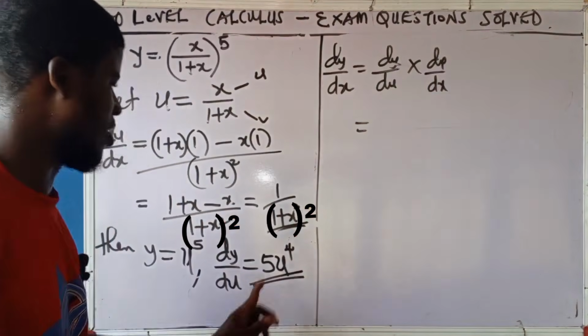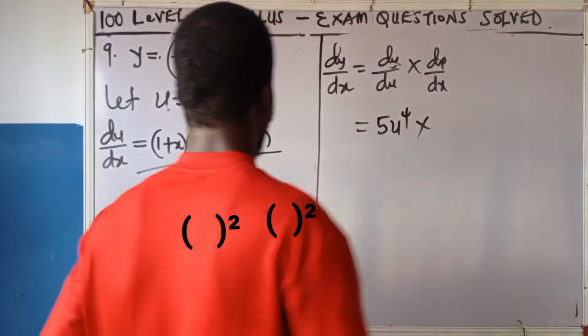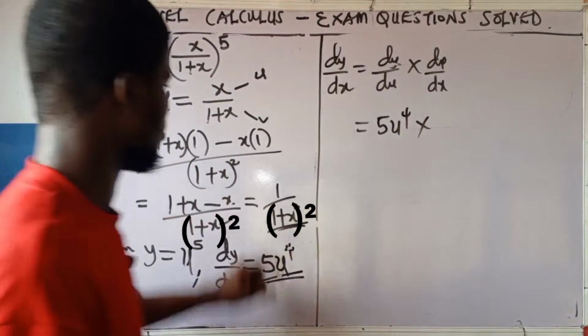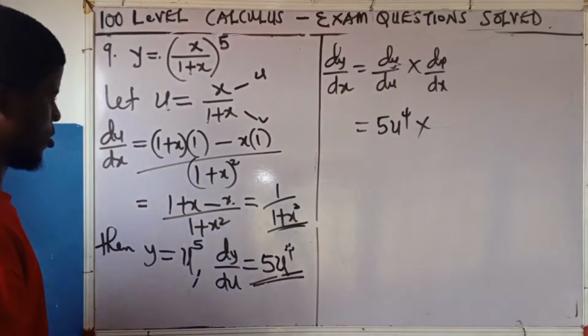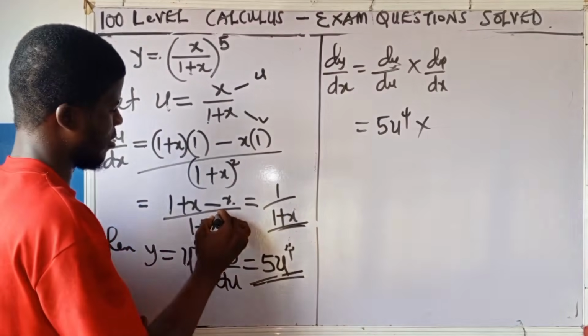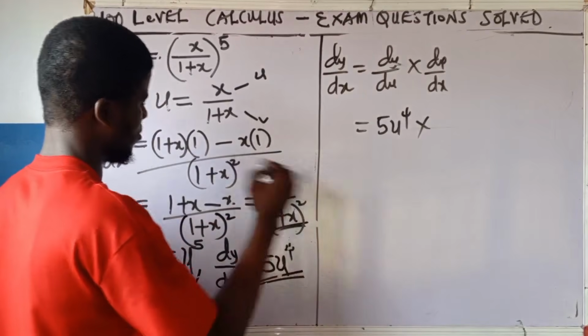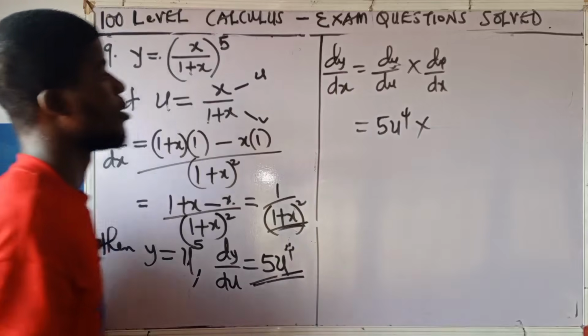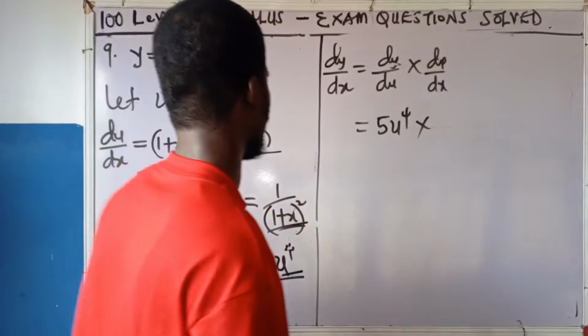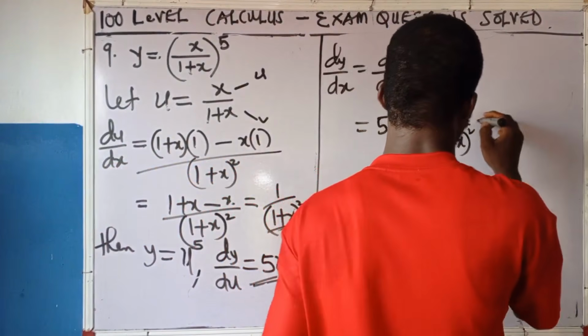What's the dy/du now? 5u to the power 4. 5u to the 4th power. And what's the du/dx? Everything here. Oh, sorry. I should have squared everything. Yes. So the du/dx is 1 over 1 plus x all squared. 1 over 1 plus x all squared.